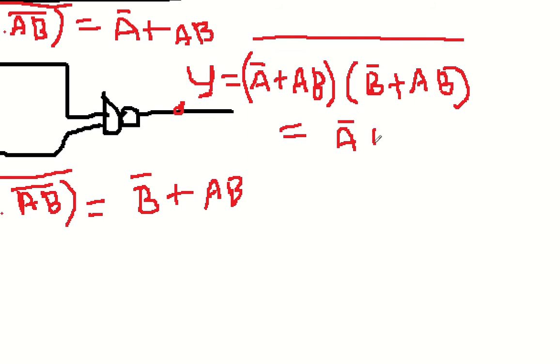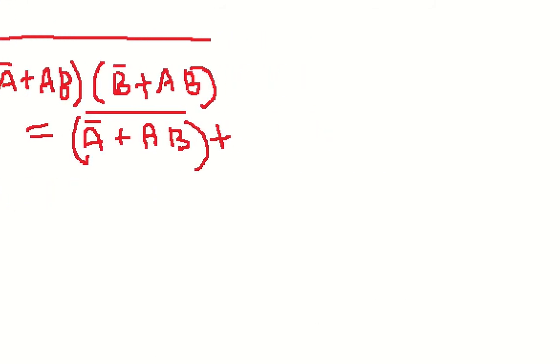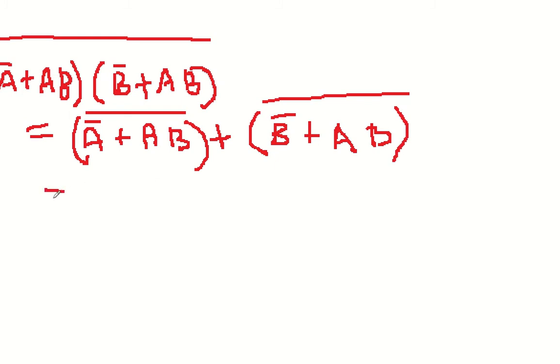A bar plus AB, this is supposed to be whole bar, plus, sorry, not A bar, actually it will be B bar, one mistake, B bar plus AB, and whole bar, isn't it? So next, let's write the next line.